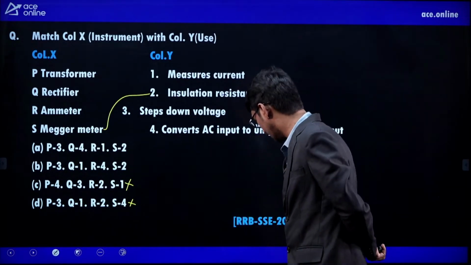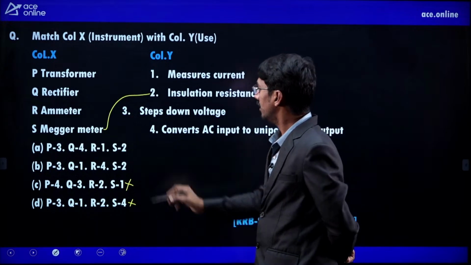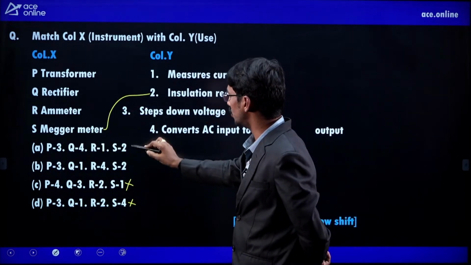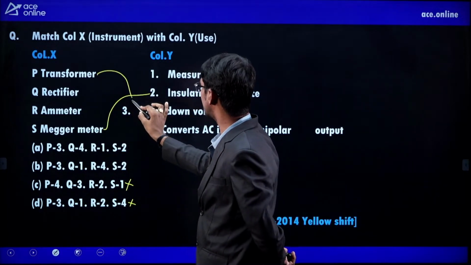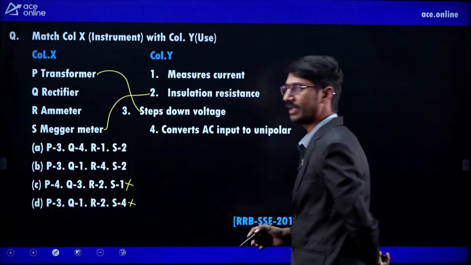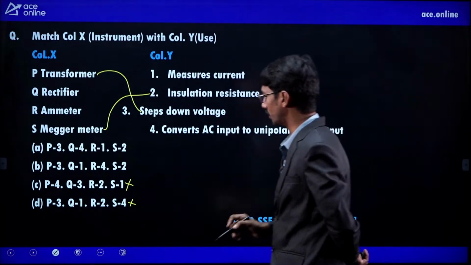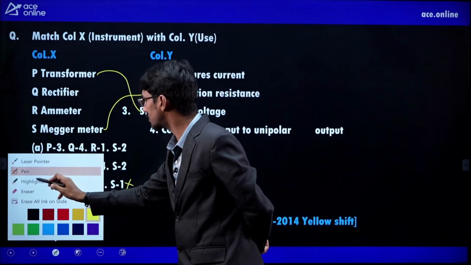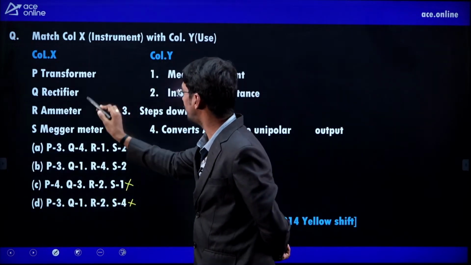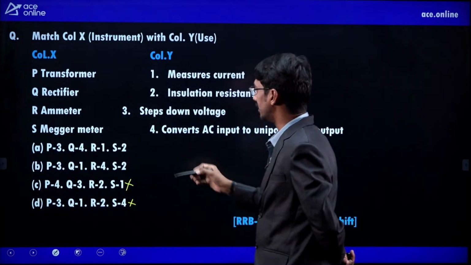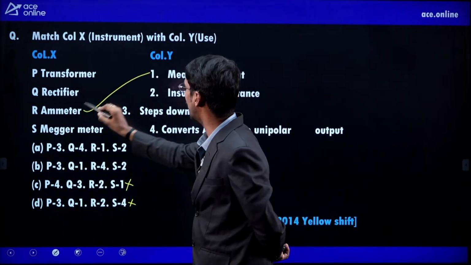Now, which is correct, tell me? Megger meter, S2, okay, S2 is there. P3 is there happily. What is that? Yes, transformer, step down the voltage or step up. So, step down is matching, no problem. And next one, what are the remaining parameters now? Rectifier and ammeter. Ammeter measures the current directly, R1.